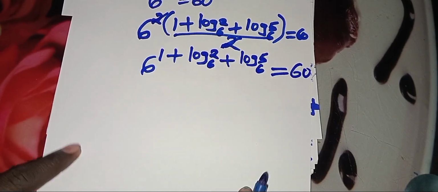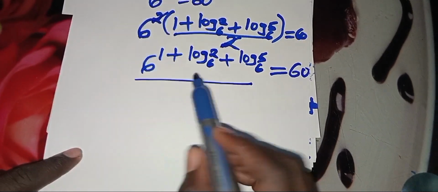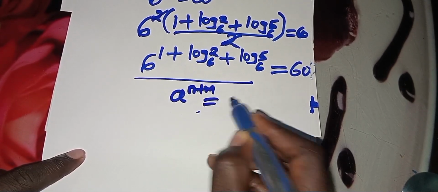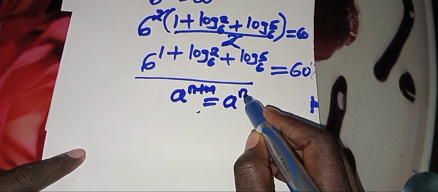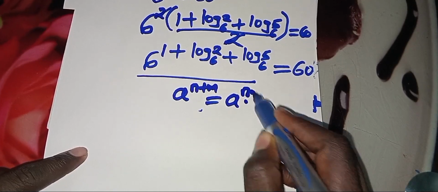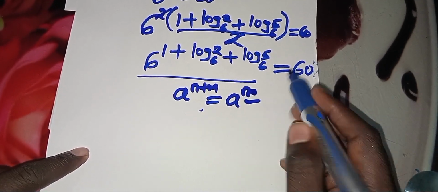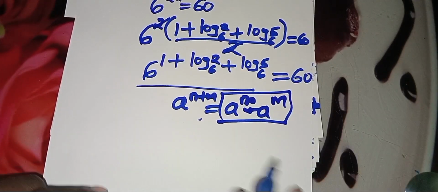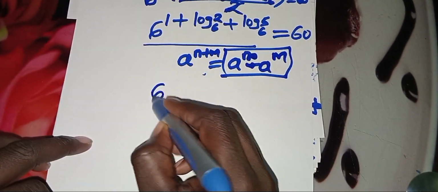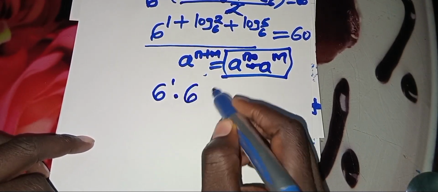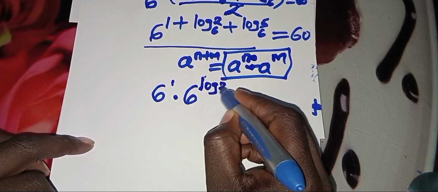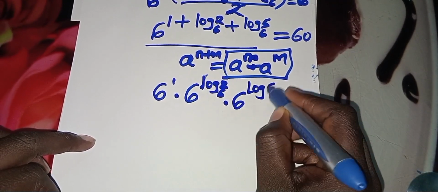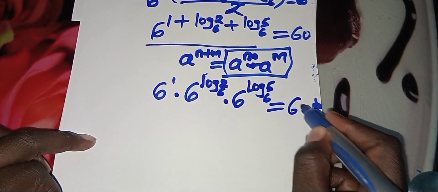You can see this part is expressed in the form of a raised to power n plus m, which we can express as a raised to power n multiplied by a raised to power m. So we can express this in that form, so that now we're going to have 6 raised to power 1 multiplied by 6 raised to power log 2 to base 6 multiplied by 6 raised to power log 5 to base 6, which is supposed to give us 60.